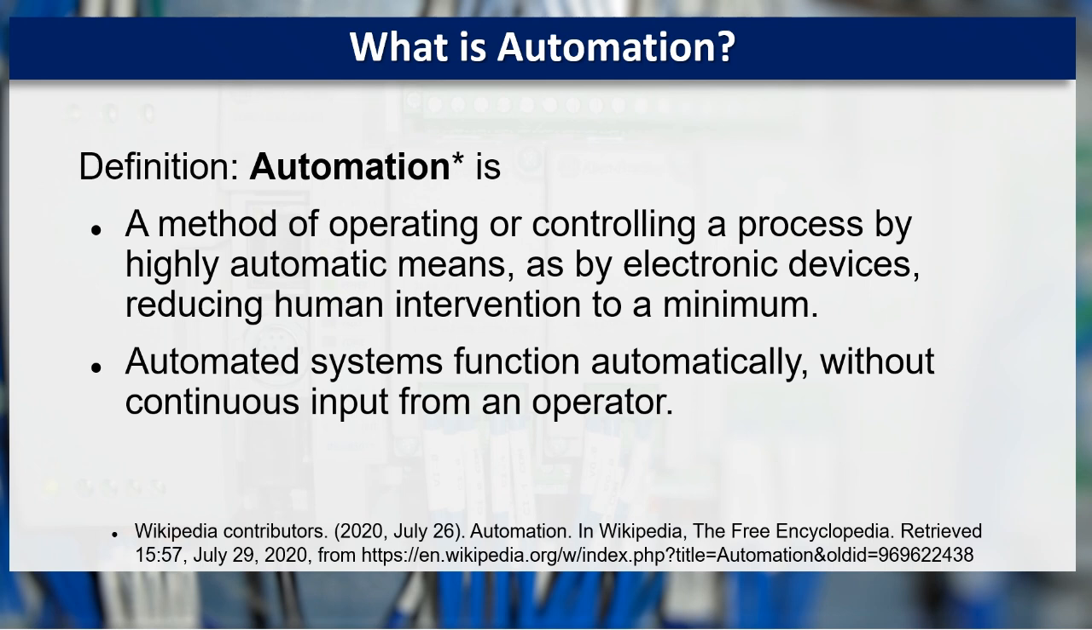So let's define automation. Automation is a method of operating or controlling a process by highly automatic means, as by electronic devices, reducing human intervention to a minimum. Automated systems function automatically without continuous input from an operator.